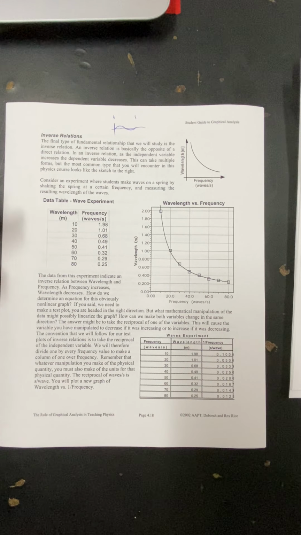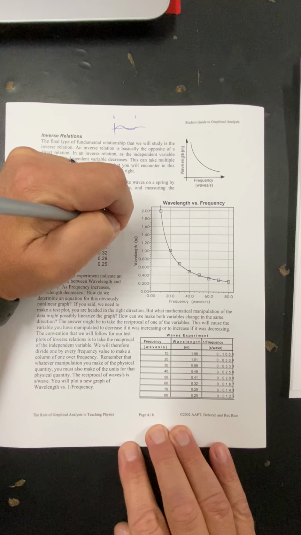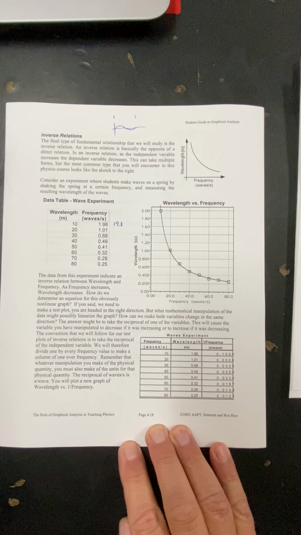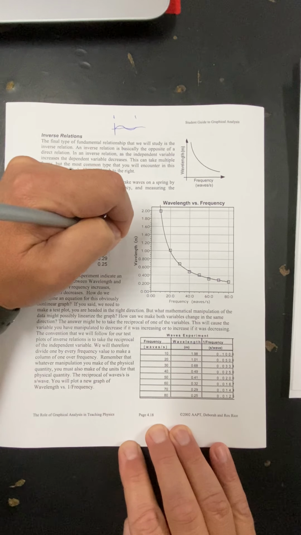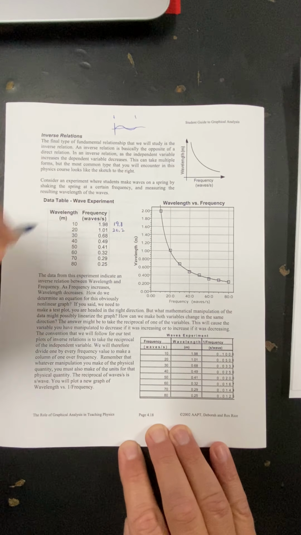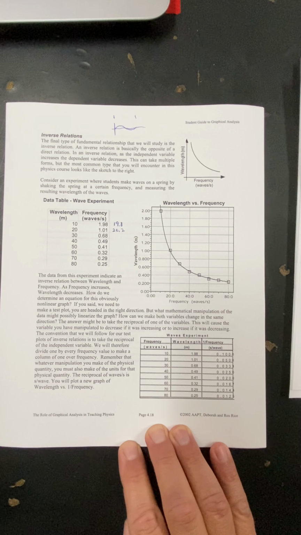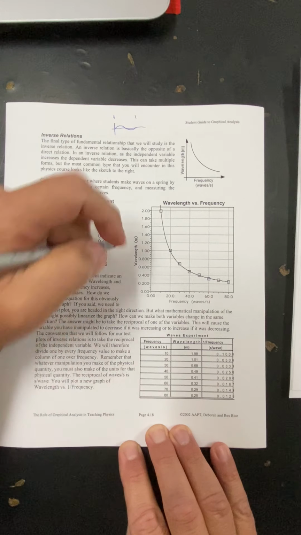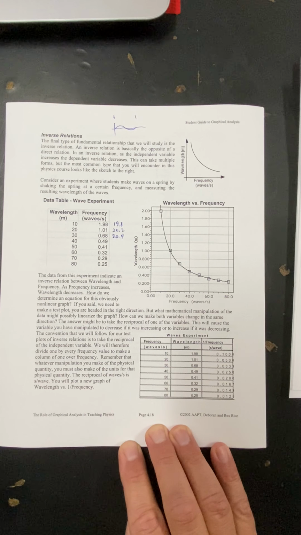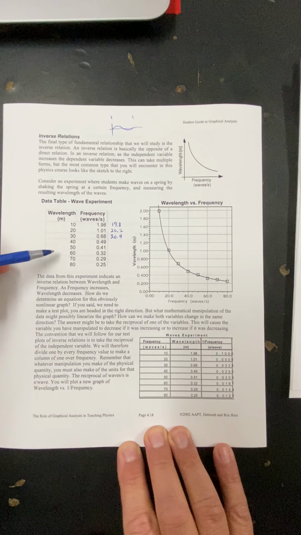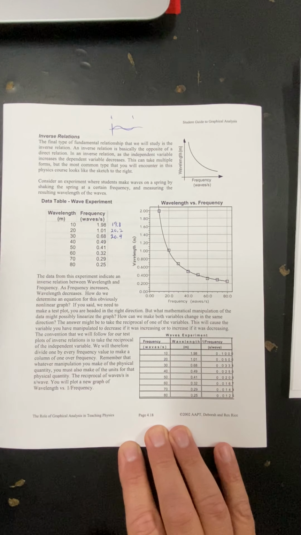10 times 1.98 would be 19.8. 20 times 1.01 would be 20.2. 30 times 0.68 would be 20.4. You're going to notice anytime you multiply these, you're going to get right around 20. Okay? So that's indicative of any inverse relationship. So if you think you might have one, that's a good way to check it.